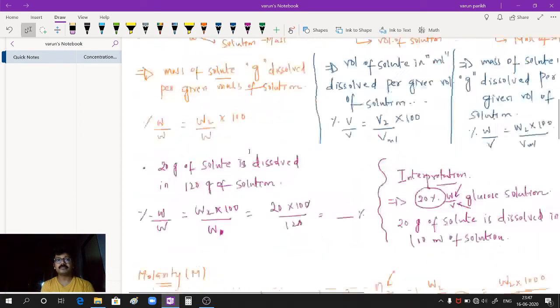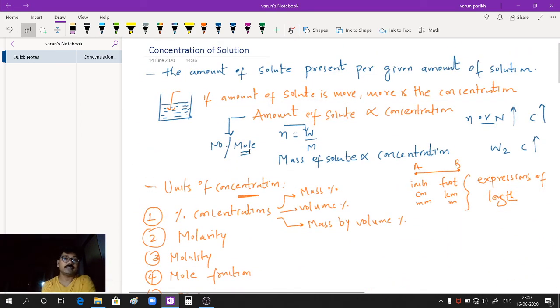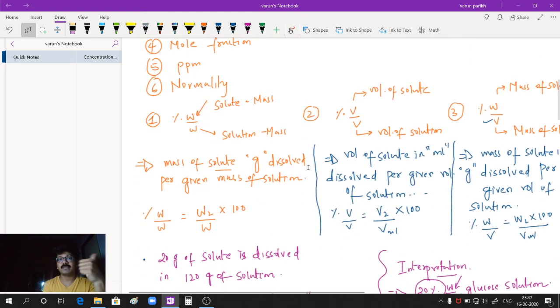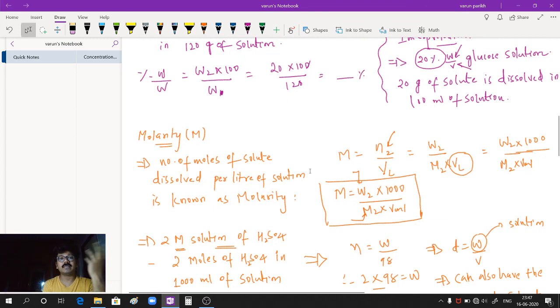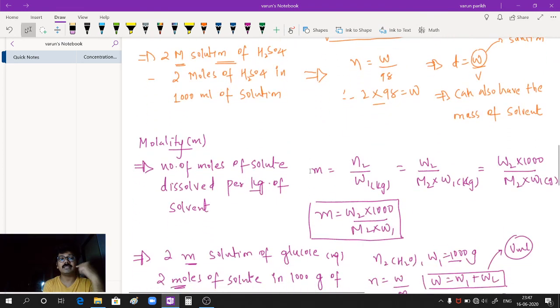So this is all about concentration terms. At the end I would like to compile the whole: concentration is nothing but the amount of solute present per given amount of solution. The percentage concentrations are mass by mass, mass by volume and volume by volume. The interpretations are very important, which I'm scrolling right now. Another is molarity, the number of moles of solute per liter of solution, and molality is the number of moles of solute per kilogram of solvent.